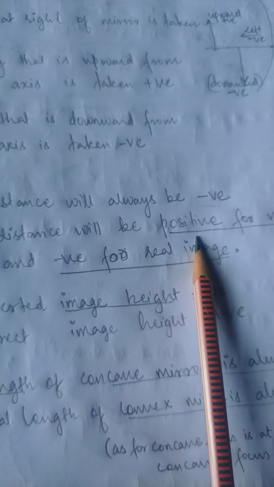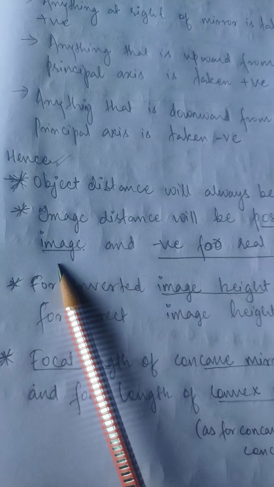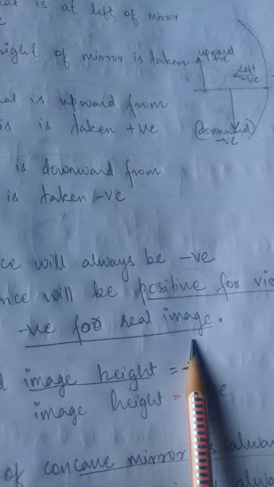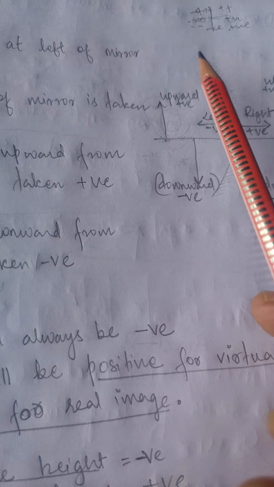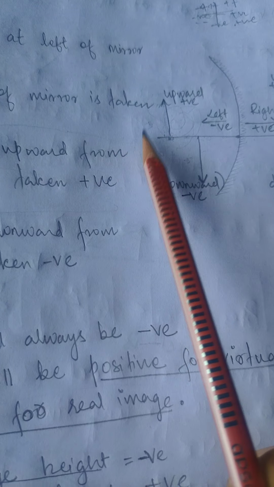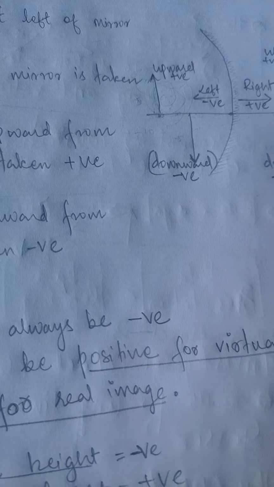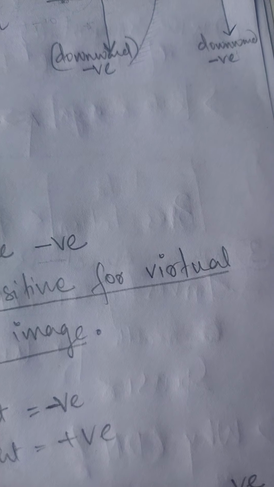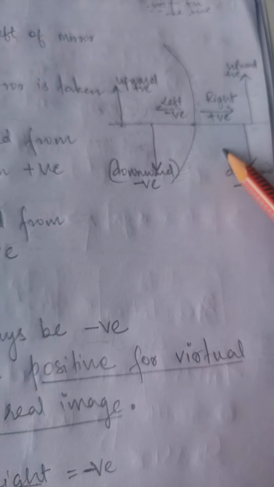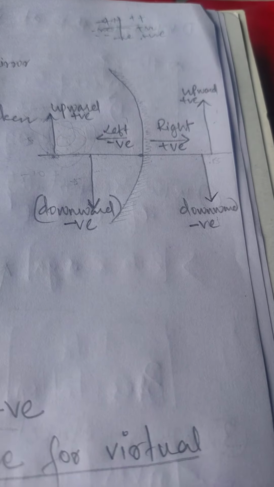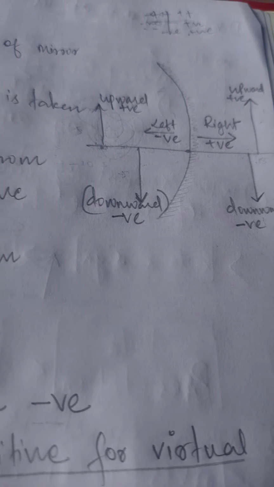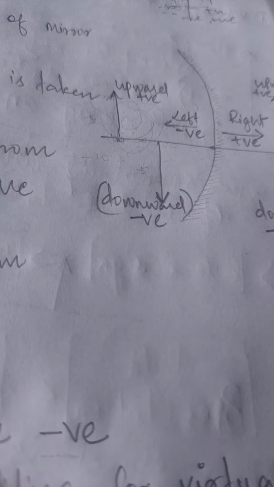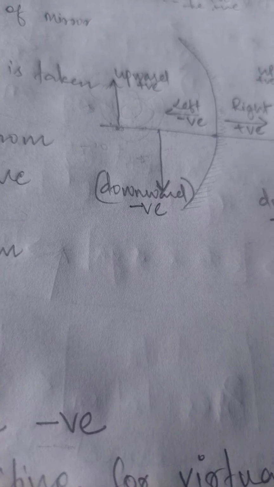Image distance will be positive for a virtual image and negative for a real image. Now see, if the image is a real image, that image will be forming on the left of the mirror. And if the image is virtual, that image will be forming at the back of the mirror, isn't it? So that will be forming on the right of the mirror. That means if the image formed is virtual, the image distance will always be with a positive sign, and if the image formed is real, the image distance will always be with a negative sign.